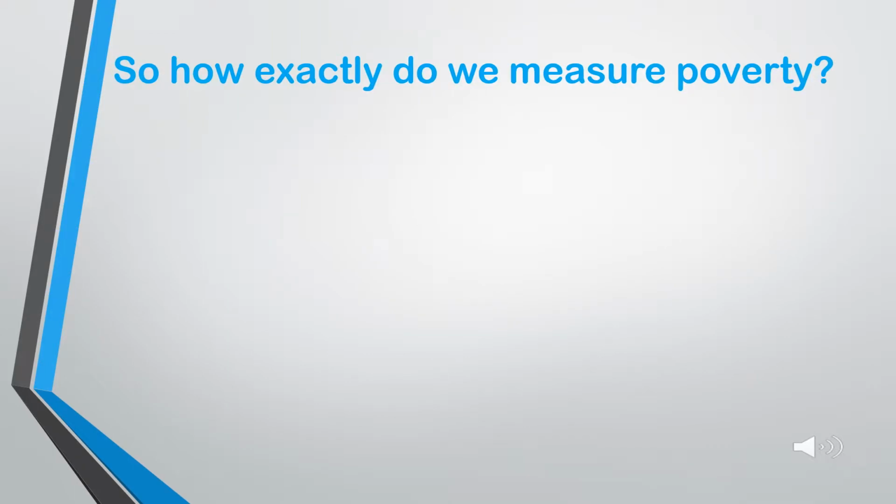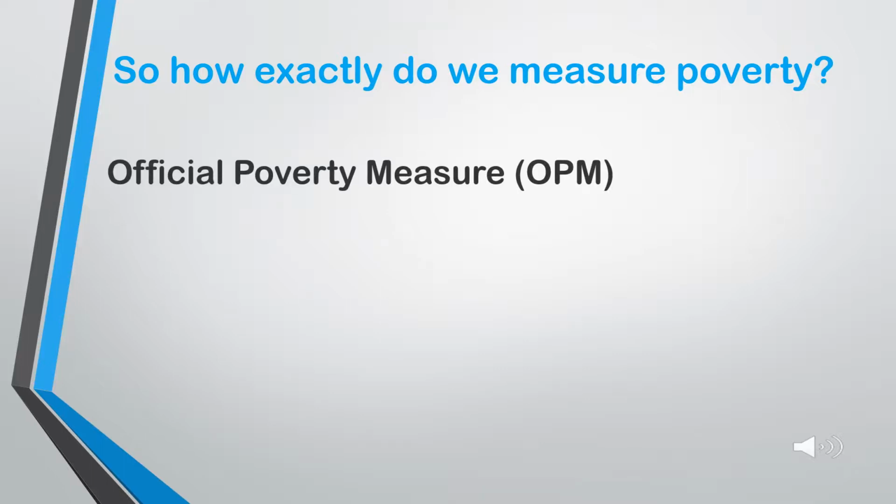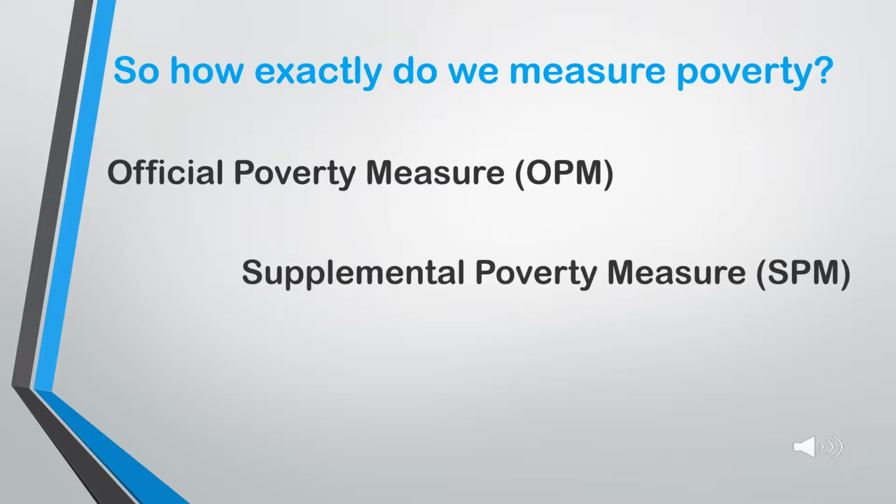In order to address this complex issue, we will be discussing three measures of poverty: the OPM, or Official Poverty Measure, the SPM, or Supplemental Poverty Measure, and the Capabilities Approach. We believe that by combining the best aspects of each approach, we can find the most effective way to address poverty in America.